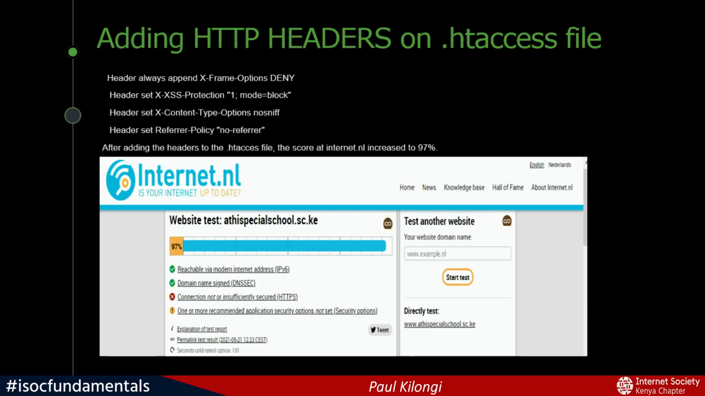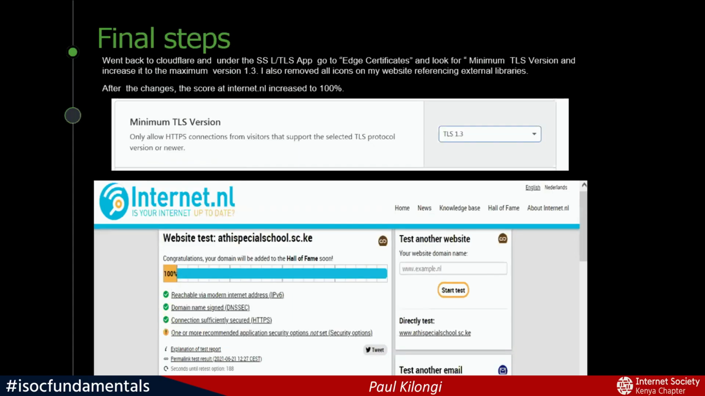So I had to remove some images which were linking to external sources which had HTTP references. And then after that, I came back again to Cloudflare. On the TLS/SSL tab, I went to the minimum TLS version. I increased it from version 1.2 to 1.3. This, combined with removing images, scripts, and everything that was pointing towards HTTP, enabled me to achieve the 100%.